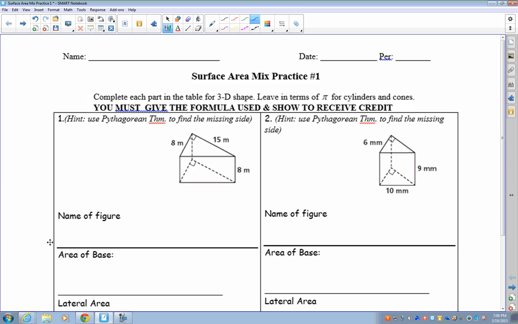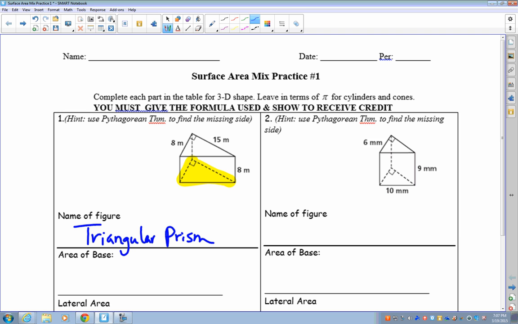So the first thing, make sure you identify the base. You can do that by highlighting it or shading it. Our base for this shape here is a triangle, so we have a triangular prism for this problem. You name any prism or pyramid by the shape of the base. So this is a triangular prism.